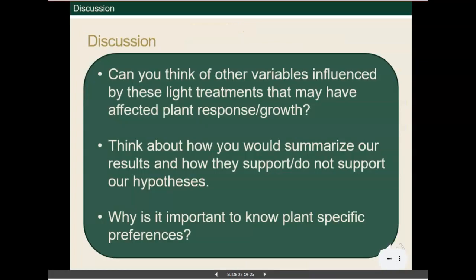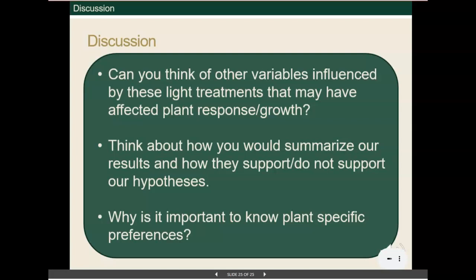Okay, let's try to summarize what we did. Although we only changed a single variable, being PAR, we inevitably changed several other factors. What other factors can you think of that might be influenced by these light treatments and therefore affect plant growth and response? You could see that the PAR did impact temperature and relative humidity. Are there any others you can think of? Go back to previous labs and think about drought stress and evapotranspiration.